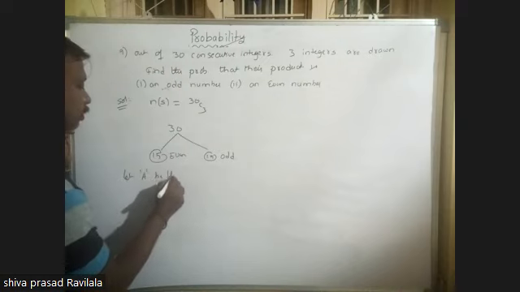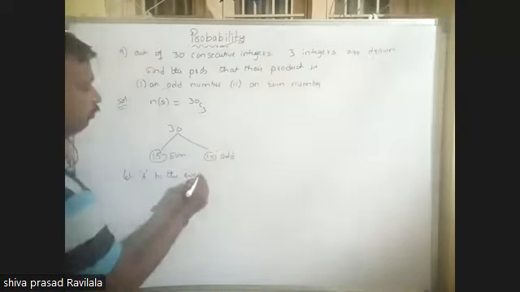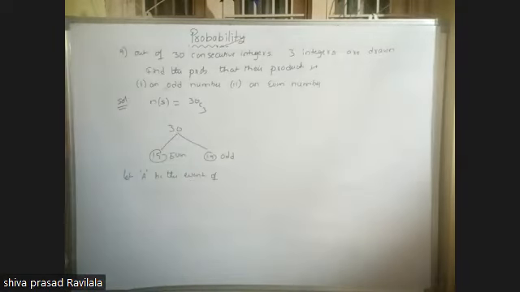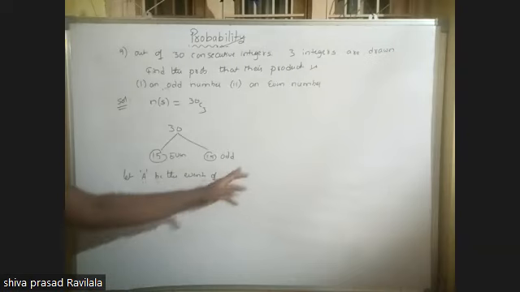Capital B, the event of taking 3 odd numbers from 15 even or 15 odd. Any doubt, you check it now. Even numbers, even into even is even. Odd numbers, odd into odd. You take 1 into 3 into 5, like that. You should take the 3 odd numbers from 15 odd.